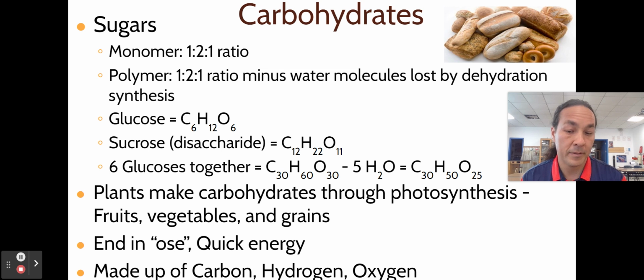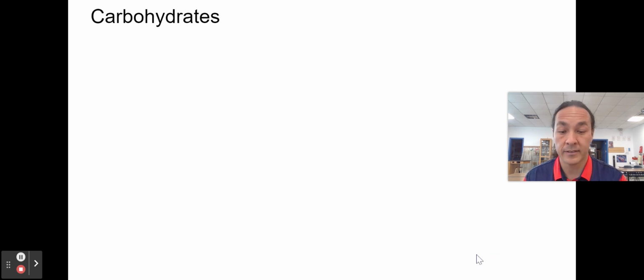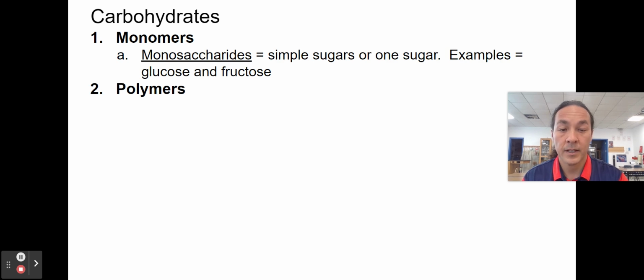So if you think like if we put 6 glucoses together, it'd be C30H50O25, right? Because we lost 5 water molecules. So it won't be exactly a 1 to 2 to 1 ratio, but it will have relatively more oxygens than, say, a lipid does. Carbohydrates are made through photosynthesis, which will be what we get into with Unit 3. They often end in the suffix OSE, such as maltose, fructose, sucrose, glucose, and they're made of carbon, hydrogen, and oxygen, as stated earlier.